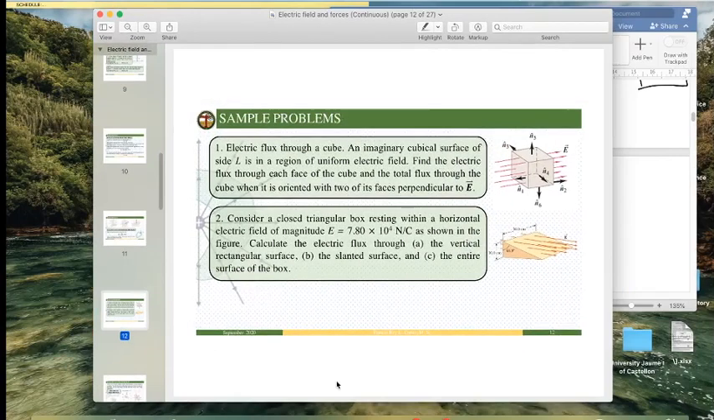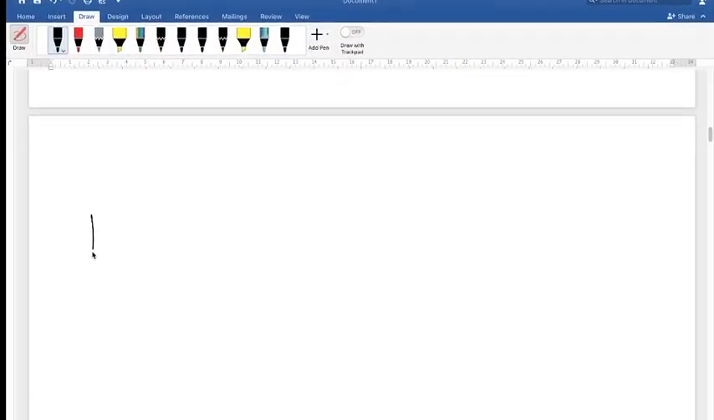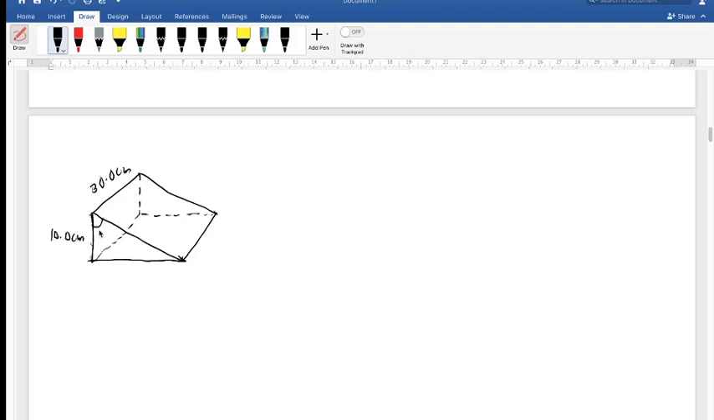Okay, so I will just put it here again in my Microsoft Word. We have here a triangular box, with 30 cm on this side and 10 cm on this side, with an angle of 60 degrees at this angle. So we have to find first the electric flux on this vertical rectangular surface.